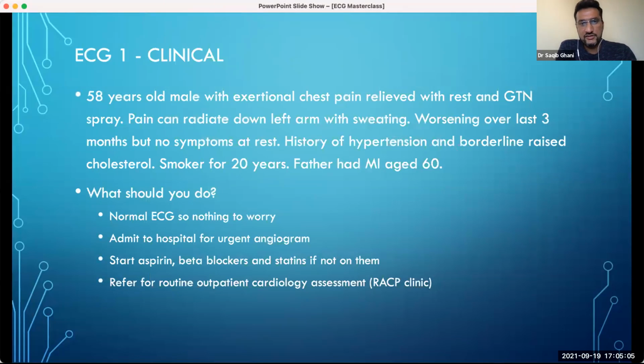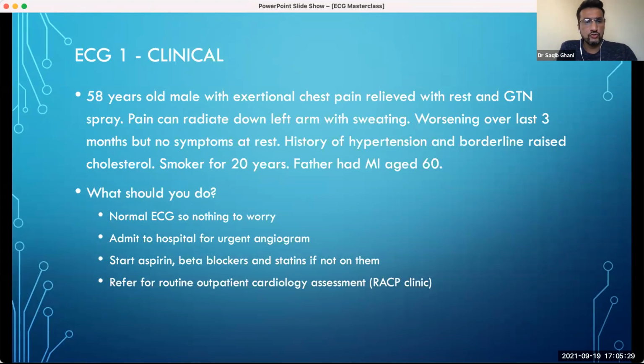58-year-old male with exertional chest pain relieved with rest and GTN spray, and the pain radiates down the left arm or is associated with sweating. This has been worsening for the last 3 months, but no symptoms at rest. He has history of hypertension and borderline raised cholesterol, he has been a smoker for 20 years, and there is family history of ischemic heart disease. So a lot of risk factors there.